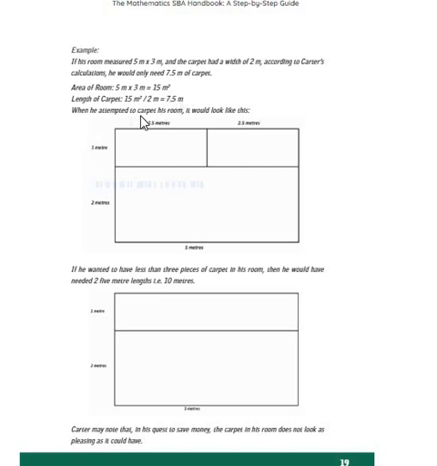When he attempted to carpet his room, it would look like this. So you have 5, and then you have 2 meters going up, and so that's an area of 10 meters squared. And since it's 15 meters squared, you need another area of 5 meters squared, right?